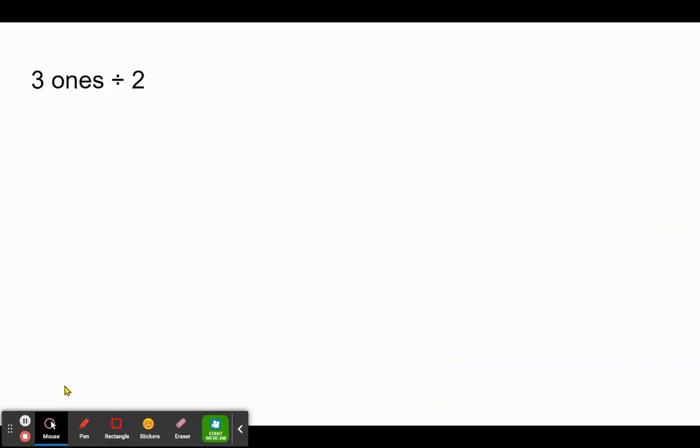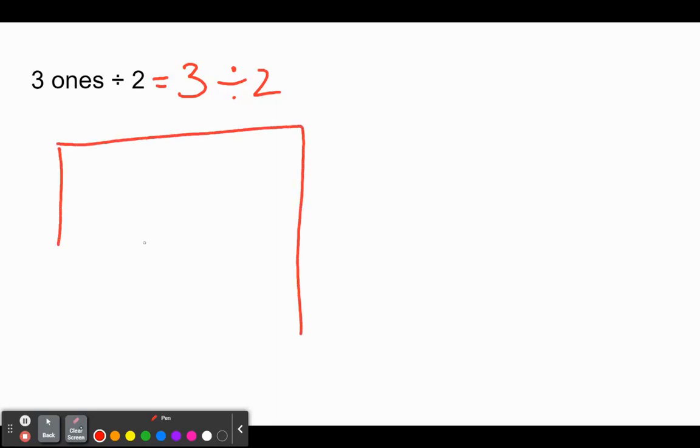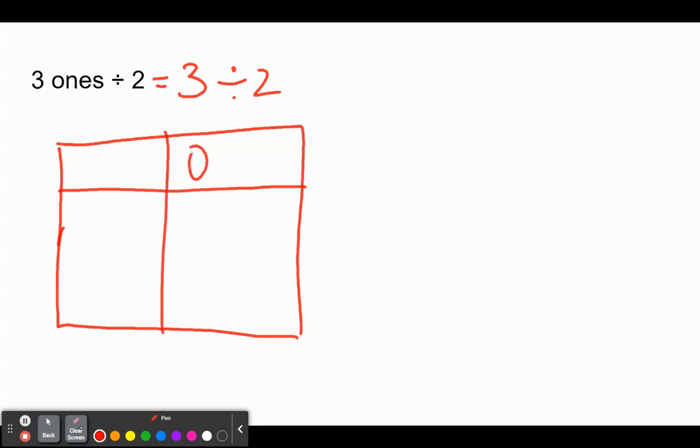Okay. Let's go ahead and start by dividing 3 ones divided by 2. If I wanted to rewrite this in standard algorithm form, 3 ones is equal to 3 divided by 2. So I'm going to do this by using a place value chart. I have just ones. I don't have any tens, but I have 3 ones. So I have 1, 2, 3 ones. We are dividing that into 2 groups, so I'm going to draw my 2 groups.